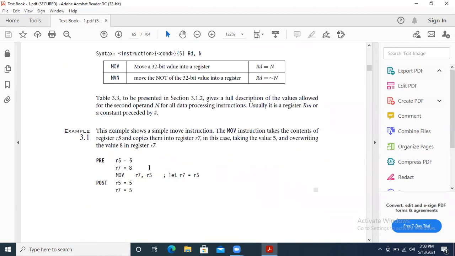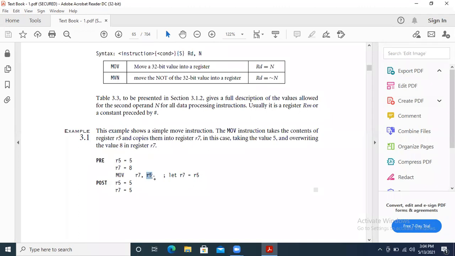See, look here. They are given R5 equal to how much value? 5. Then R7 equal to 8. So by seeing this only you should understand which is source and which is destination. Tell me, which is the source value in this instruction? Anyone? So keep in mind always the first value is your destination and the second value is your source value.